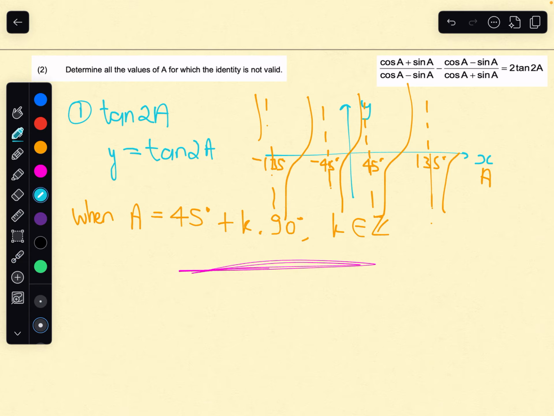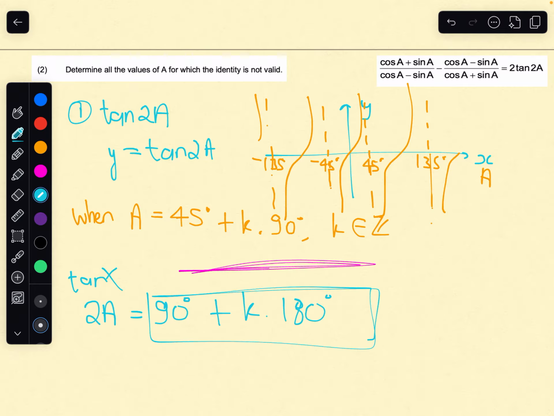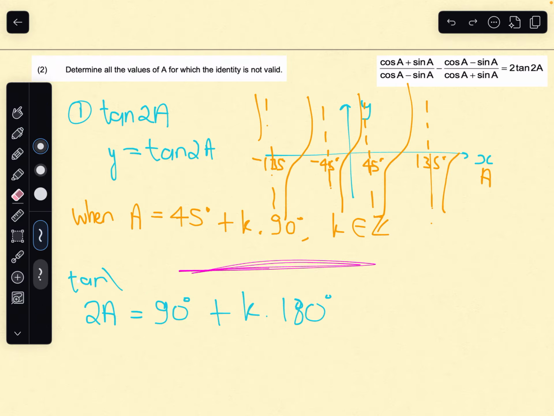Well, we could say that we know that it'll be undefined when 2A is equal to 90 plus k180, right? Because we know that tan of anything is undefined when the anything is that. In this case, the anything is 2A. So we could solve this equation, right?